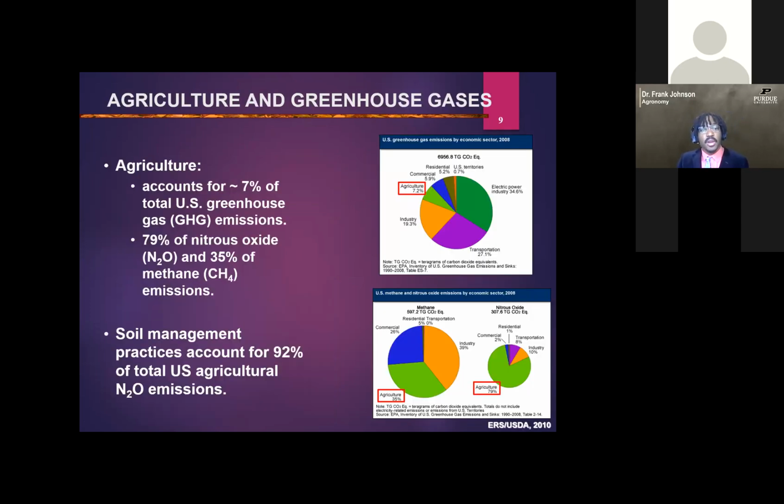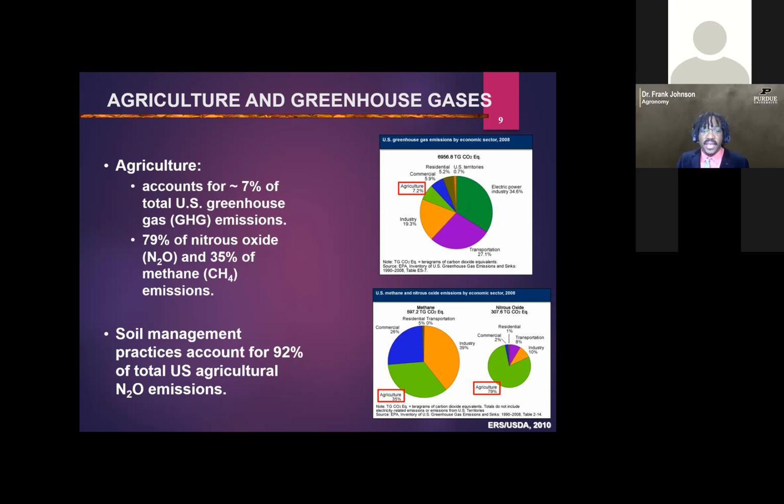A little bit more about agriculture and greenhouse gases. The agricultural sector accounts for approximately 7% of the total US greenhouse gas emissions. That's compared to the electric power industry, which contributes about 34.6%. Although it accounts for only 7% of the total greenhouse gas emissions, it's responsible for 79% of the nitrous oxide emissions and 35% of the methane emissions.